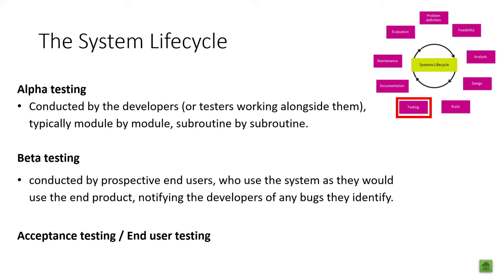It's a raw program. But beta testing is conducted by prospective end users who use the system as they would use the end product. They notify the developers of any bugs that they identify, and that can be done automatically nowadays. We used to have to send test reports back, but now the world's moved on. Things are a lot more efficient.